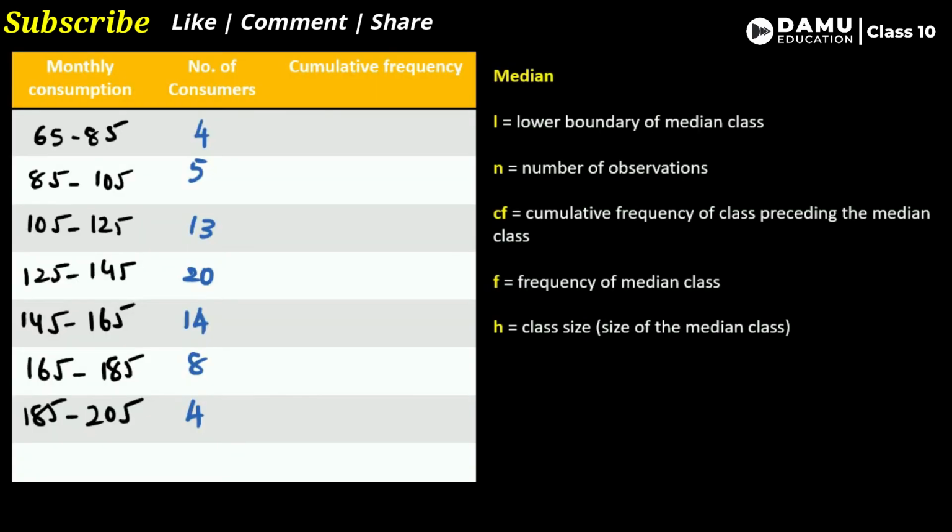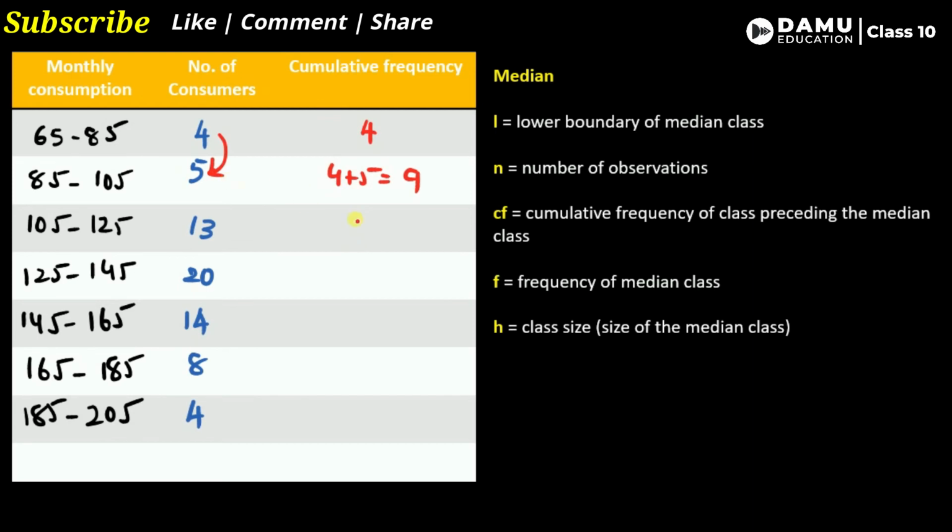Now we are going to calculate the cumulative frequencies for the given observed values, that is monthly consumptions and number of consumers. Cumulative frequency is nothing but less than cumulative frequencies. We are going to write or add all the frequencies one by one. So first one, let's take 4. Then for this 4 we are going to add 4 plus 5. Then what answer? 9 we will get.